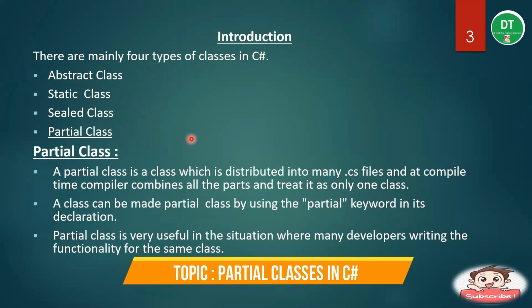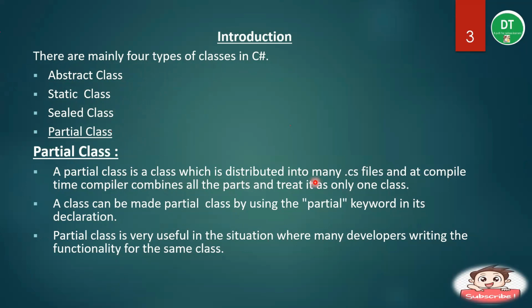So what is a partial class? Partial class is a class which is distributed into many .cs files, and at compile time, the compiler combines all the parts and treats it as only one class. A class can be made a partial class by using the partial keyword in its declaration. Partial class is very useful in the situation where many developers are writing the functionality for the same class.